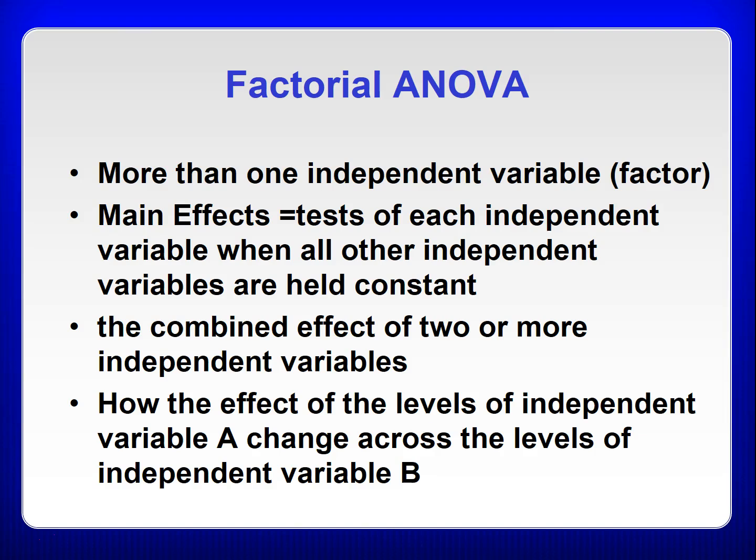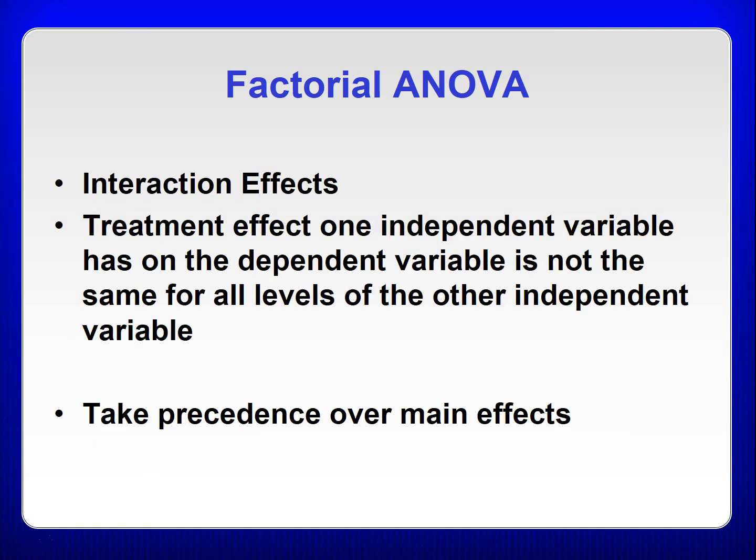Factorial ANOVA can determine the combined effect of two or more independent variables, or how the effect of the levels of independent variable A changes across the levels of independent variable B. Regarding the interaction effects, what happens in one independent variable depends on the level of the other independent variable. The treatment effect one independent variable has on the dependent variable is not the same for all levels of the other independent variable. In essence, it makes little sense to evaluate main effects when the interaction is significant.